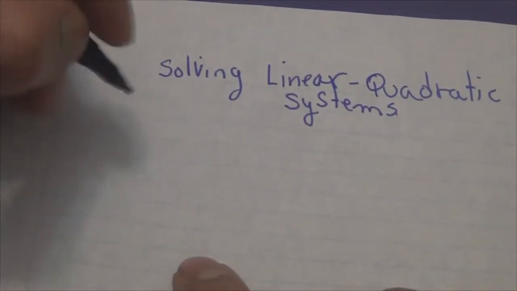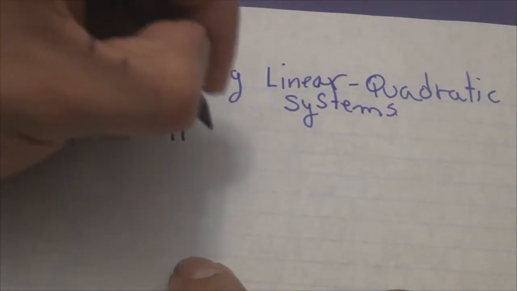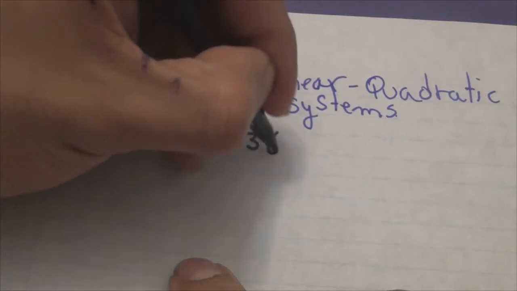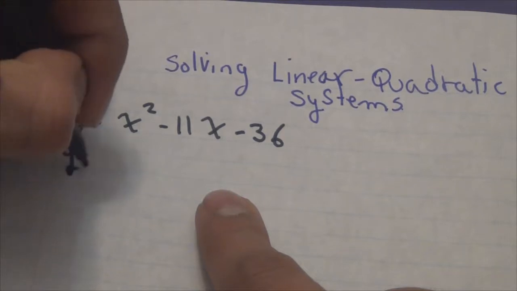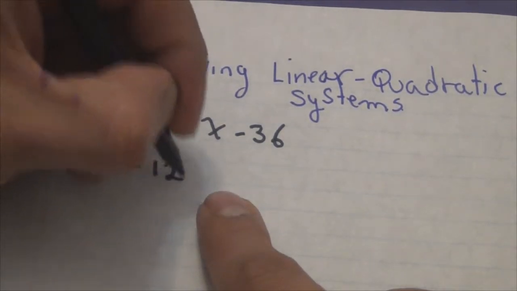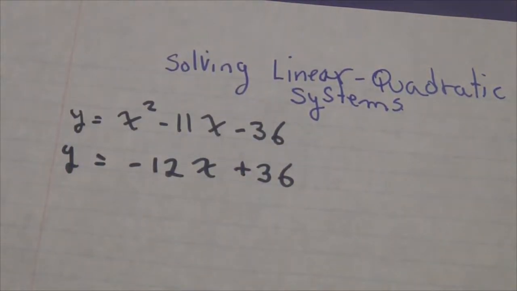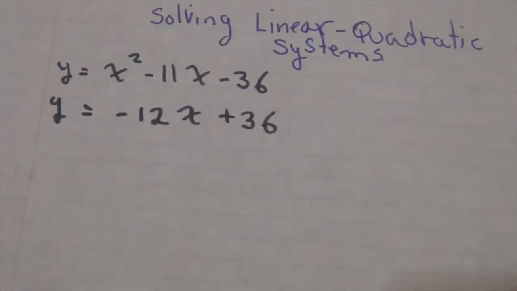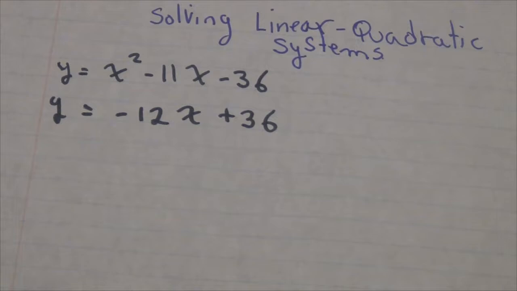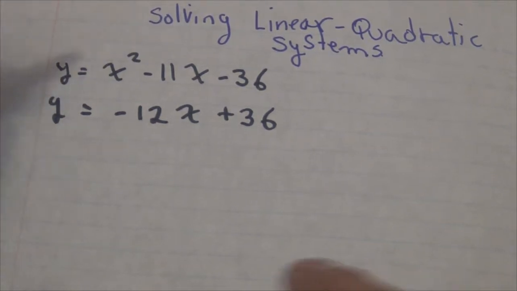So let's say we have the following. Let's say we have an equation of y equals x squared minus 11x minus 36. And let's say you have a linear equation, y equals negative 12x plus 36. The first method that I'm going to show you is called the substitution method, which you already know what to do. Take any of the equations. Choose one, top or bottom. Okay, so you chose the top. That's fine.